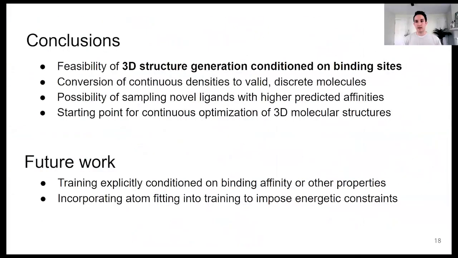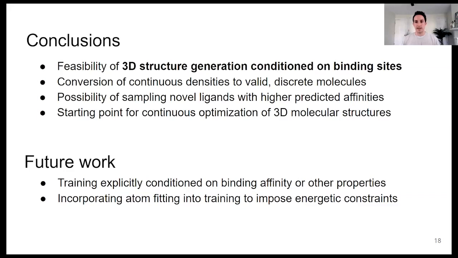So in this work, we have demonstrated the feasibility of generating 3D molecular structures from a generative model based on receptor binding sites. We introduced a novel algorithm for successfully converting continuous densities into valid discrete molecules. And in some cases, we were able to generate novel ligands with a higher predicted binding affinity than known active molecules. This work can serve as a starting point for performing continuous optimization of 3D molecular structures using the latent space that was learned by our model.